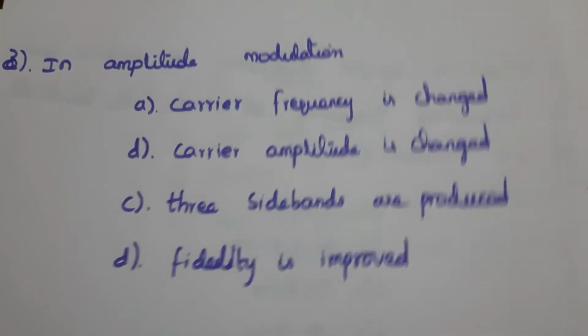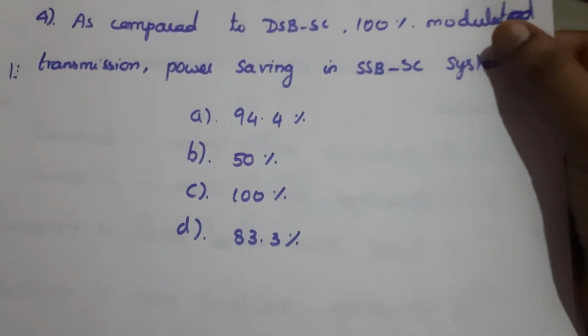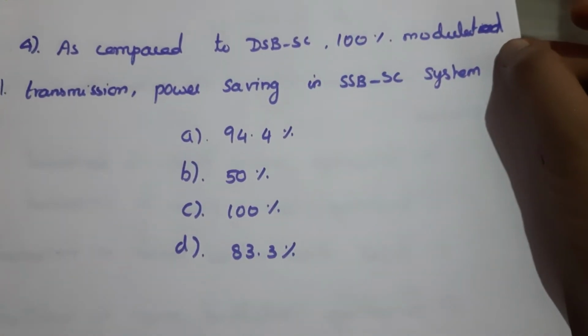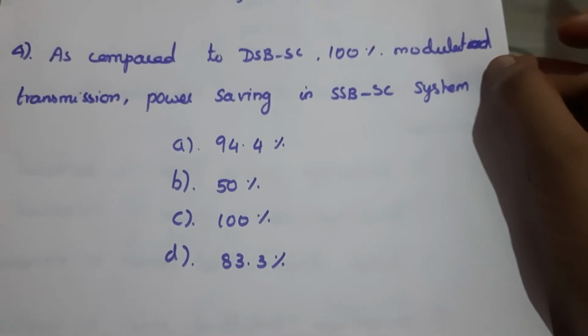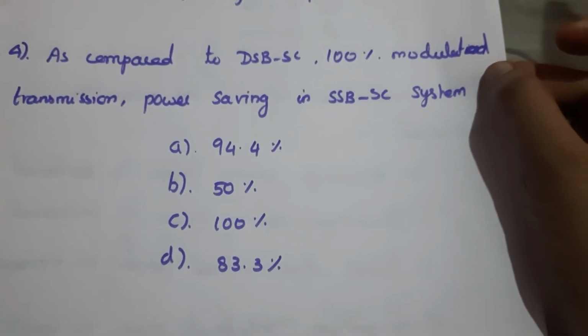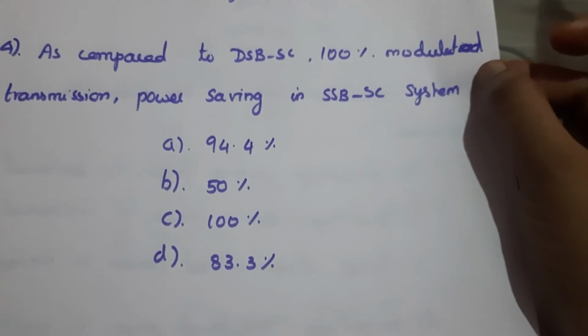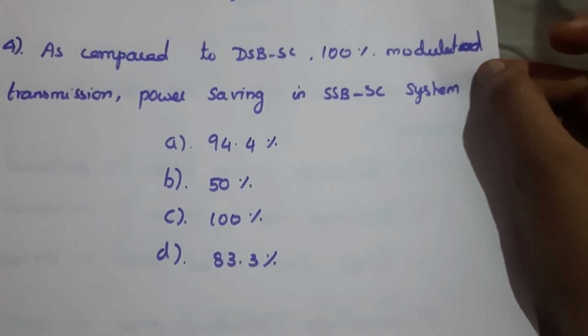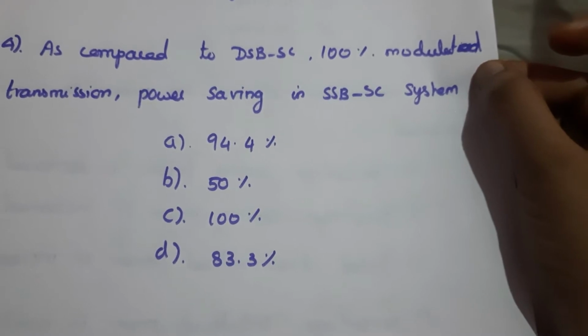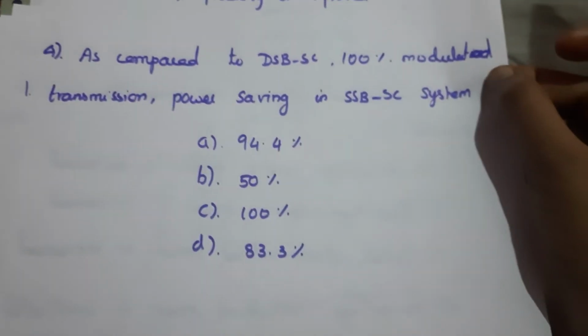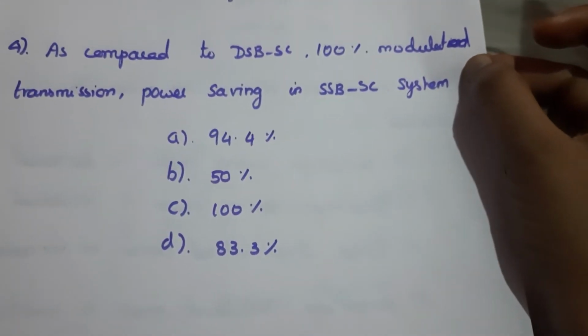find the correct one. And fourth question, as compared to DSB-SC 100% modulated transmission, power saving in SSB-SC system is.